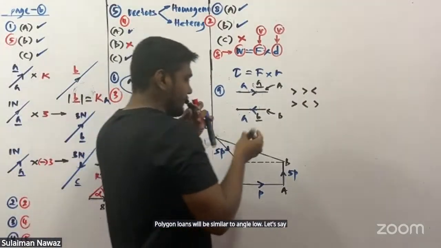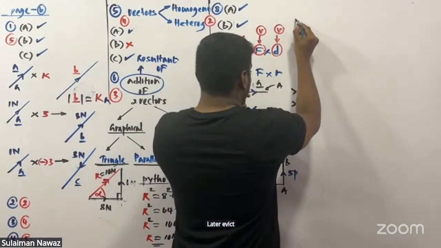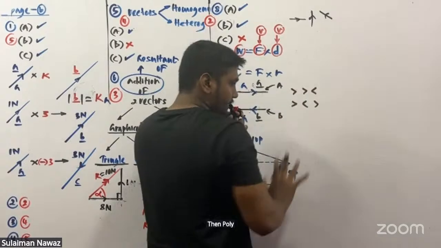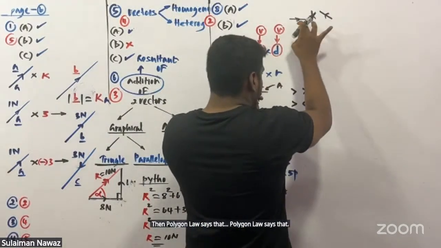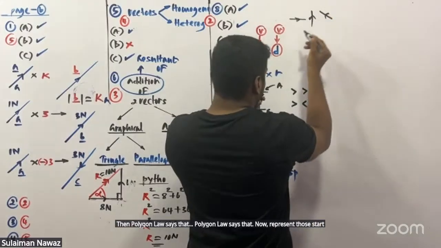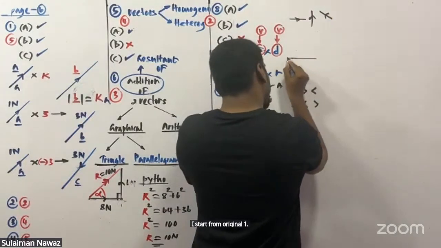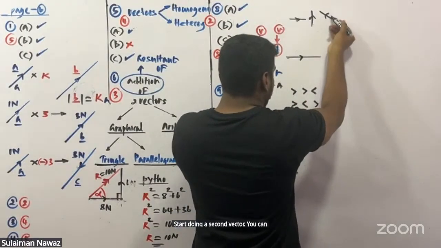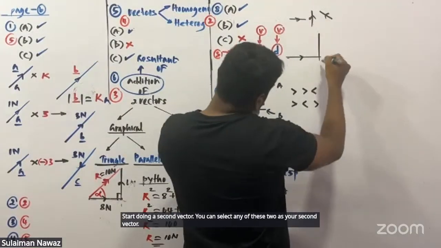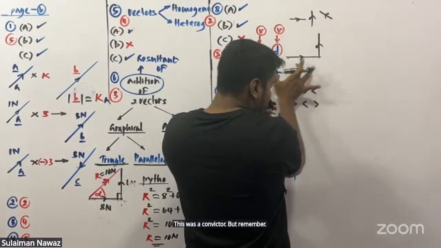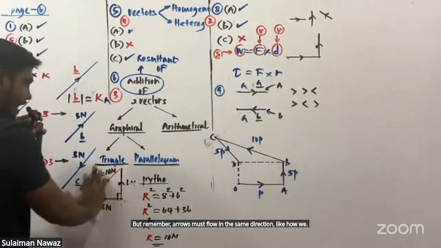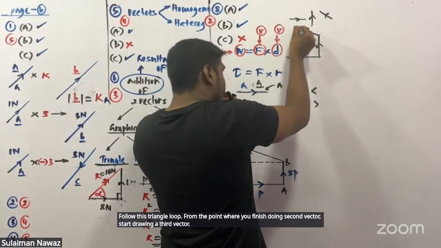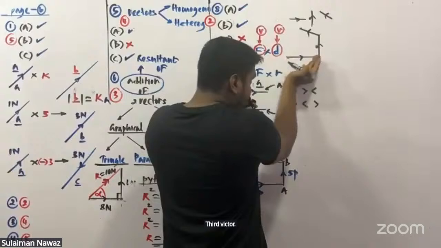Let's say there are 3 vectors. One vector is to the right, another is upward, and another is in this direction. Then polygon law says to start from any of the vectors. I start from the horizontal one. From the point where you finish drawing the first vector, start drawing the second vector. You can select any of these 2 as your second vector. But remember, arrows must flow in the same direction, like how we follow triangle law. From the point where you finish drawing the second vector, start drawing the third vector, with the arrows flowing in the same direction.